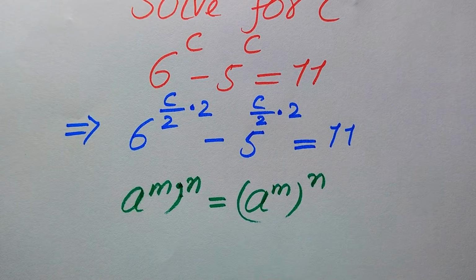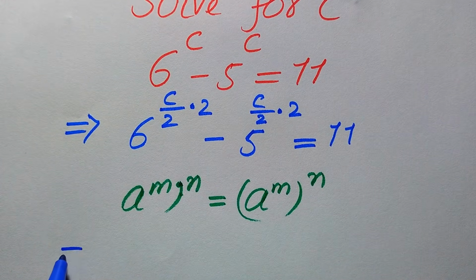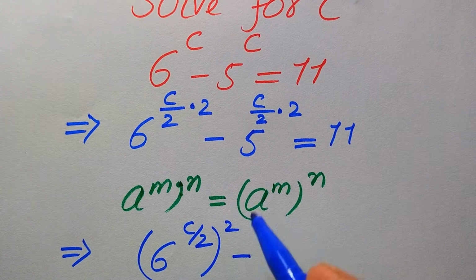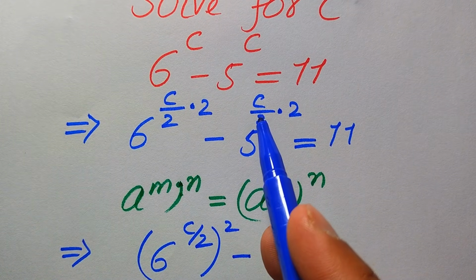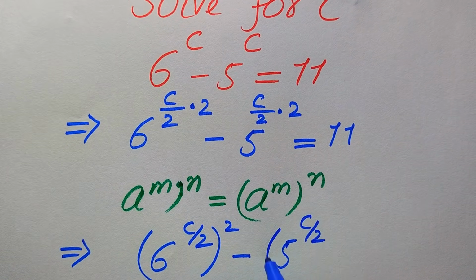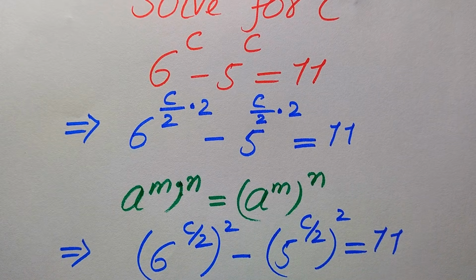Okay, so according to this rule, here we just move the term c over 2 inside the value, and it will be written as 6 to the power of c over 2 and its whole square minus, in the same pattern we move the c over 2 inside the term, and it will be written as 5 to the power of c over 2 and its whole square is equal to 11.